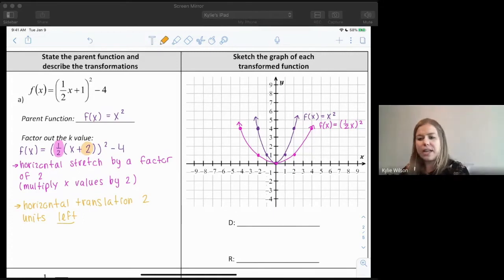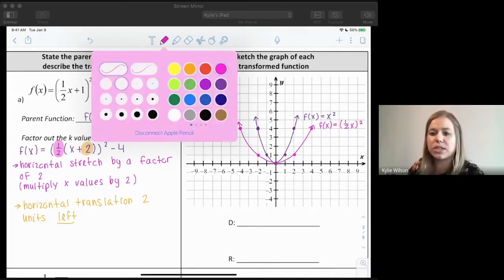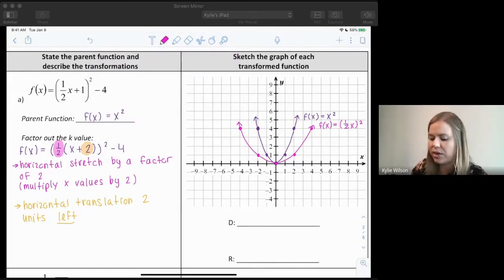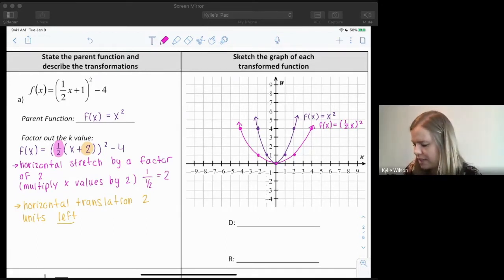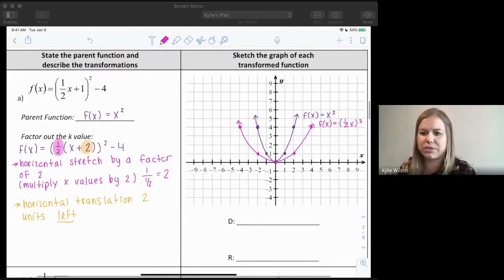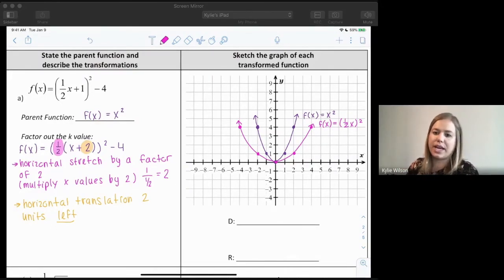So the reason I have a horizontal stretch by a factor of 2 is because I always have a horizontal stretch by 1 over k. So in this case, it'd be 1 over whatever k is. So again, we have that 1 over 1/2 situation. So that just gives me 2. So that's where it comes from. So my stretches and compressions for my k's are always 1 over k.